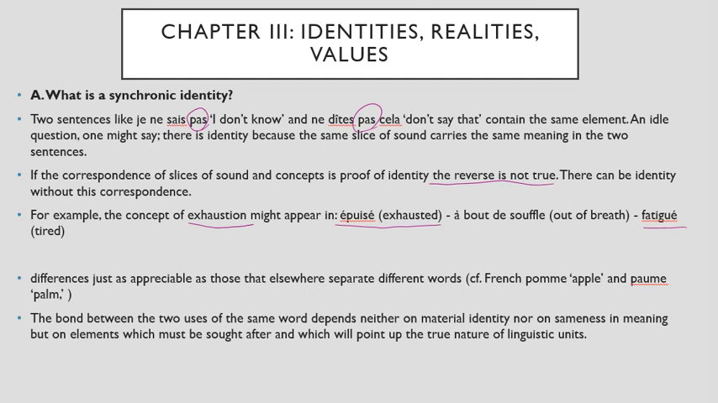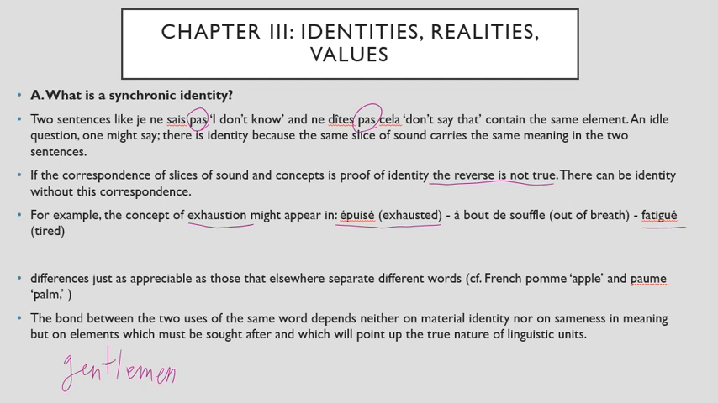And here I've written a note: the bond between the two uses of the same word depends neither on material identity nor on the sameness in meaning, but on elements which must be sought after and which will point out the true nature of linguistic units. So what does this mean? Let's imagine I am in a meeting. I say, for example, one time, gentlemen. And then I say, gentlemen. And then I say, gentlemen.